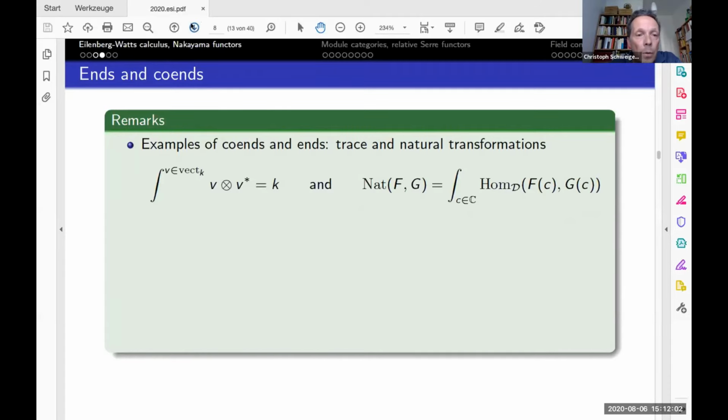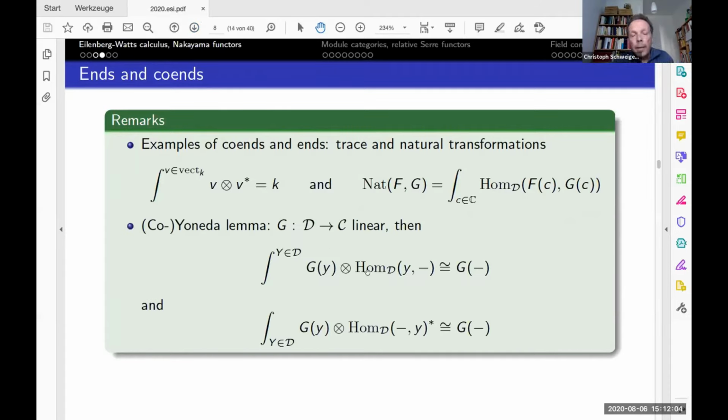Well, now I said that the end or the co-end behaves very much like an integral. An integral should have something like a delta function. And indeed, the Hom behaves like a delta function. So if I take any functor G and any linear functor, and I tensor it here with Hom, then I get back the functor. So that's a decomposition of the functor in terms of a co-end. And the Hom is something like a delta function.